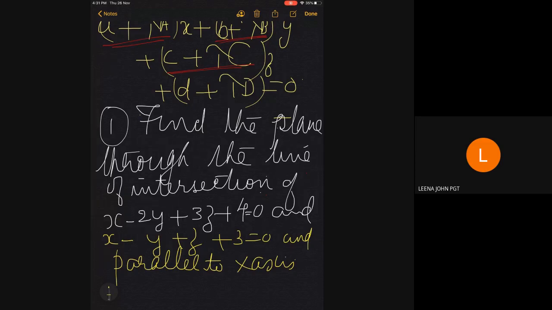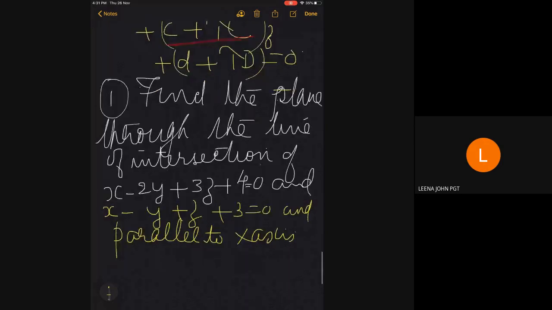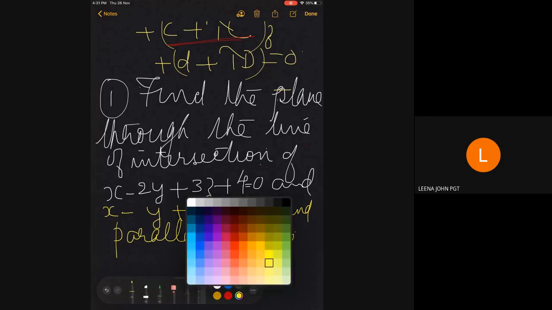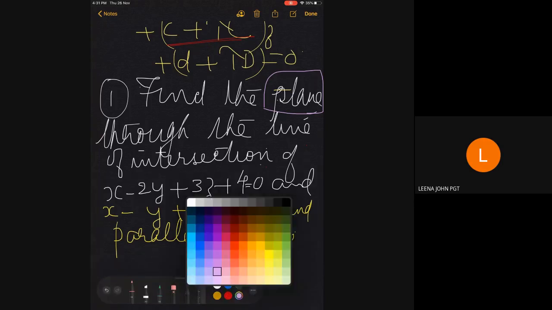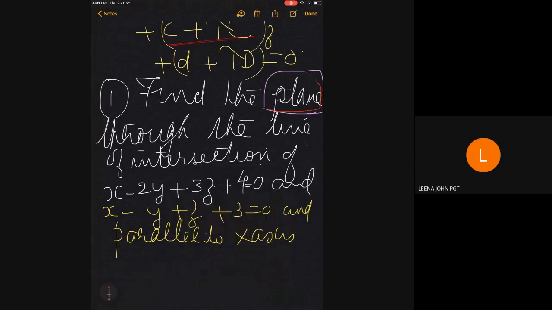So here, when you are getting this question, first analyze the question: find the plane through the line of intersection. So we have to get the equation of a plane. When you have to get an equation of a plane, the plane whose equation is to be found, we call it the required plane. And the required plane satisfies many conditions.